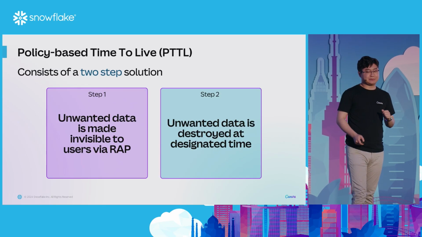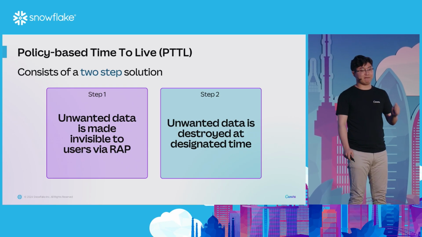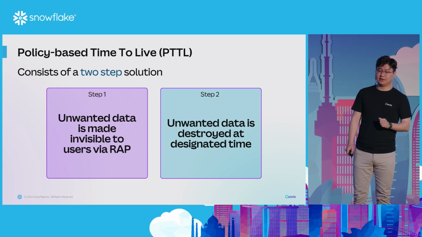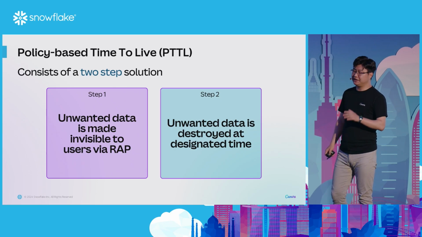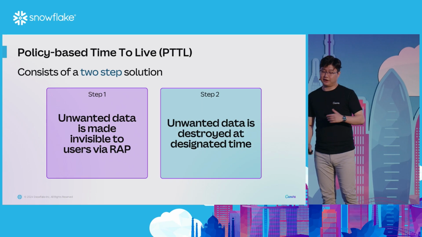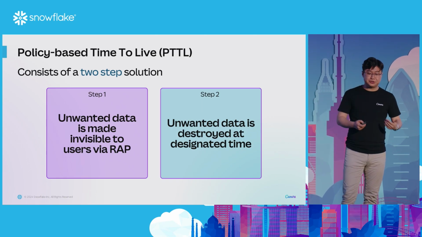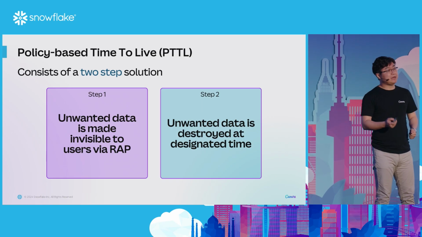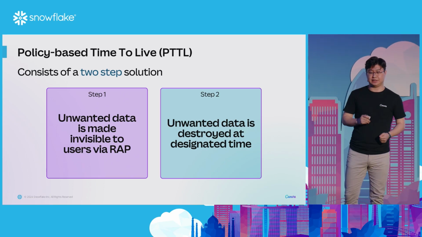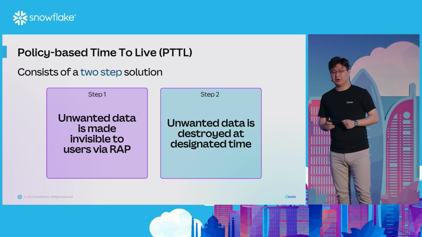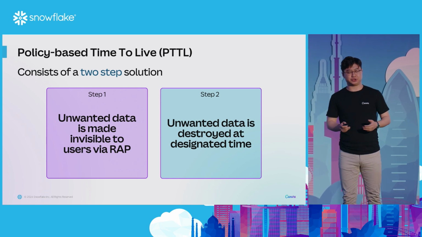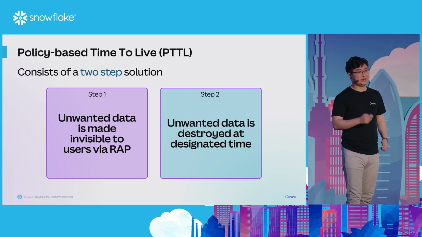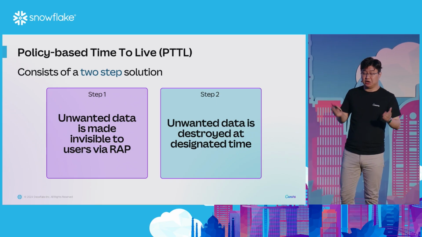PTTL is a two-step solution which allows you to safely and responsibly delete data. Step 1 of PTTL is to first make unwanted data invisible to users via a row access policy. Those users could be your analysts, or could even be a build tool, such as dbt. Step 2 of PTTL is to take the hidden data and destroy it at a designated time of your choosing, whether that is monthly, weekly, daily, hourly, and so forth.